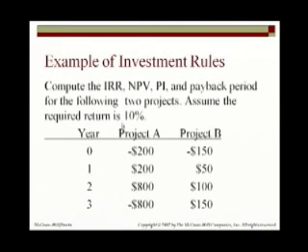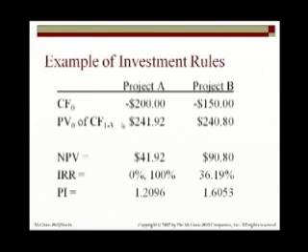Project A, we put in 200, we take out 200, we take out 800, we put in 800. Project B, we put in 150, we get out 50, then 100, then 150. And the required return on either project is 10%. If we put the cash flows in and calculate the net present value, we can see that the net present value of Project B is bigger than Project A. So, we would accept Project B if these were mutually exclusive. Now, if they're not mutually exclusive, we'll accept both.